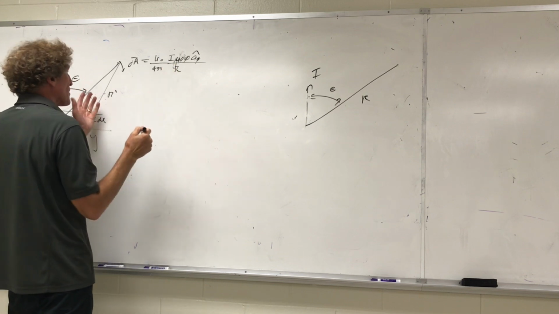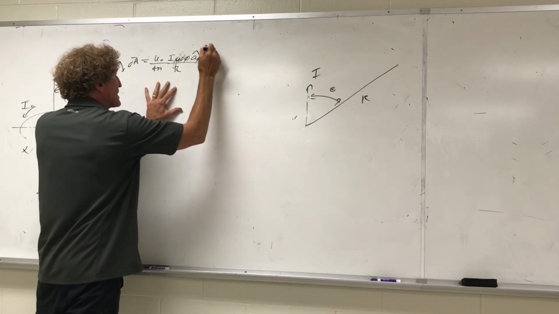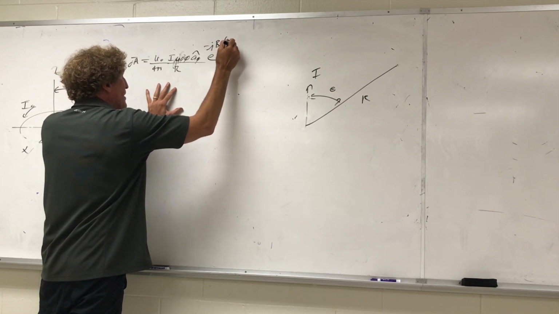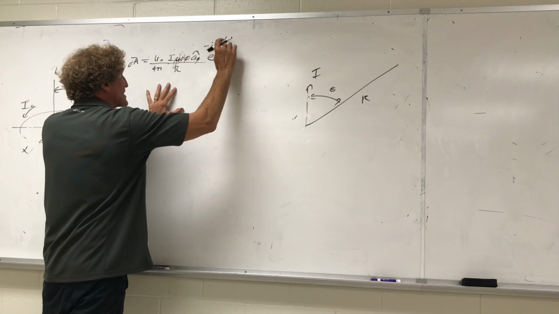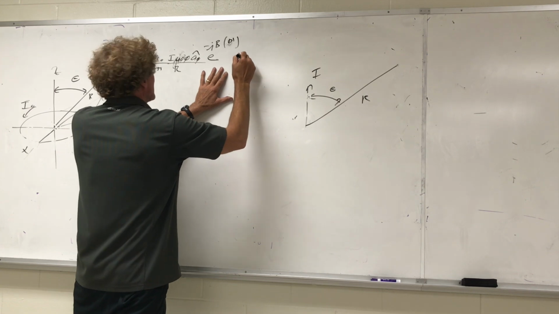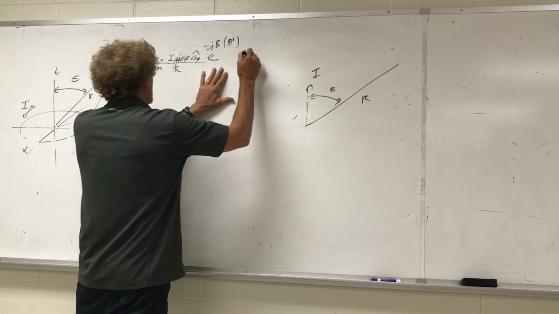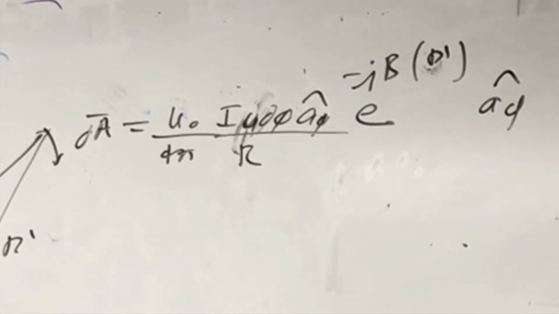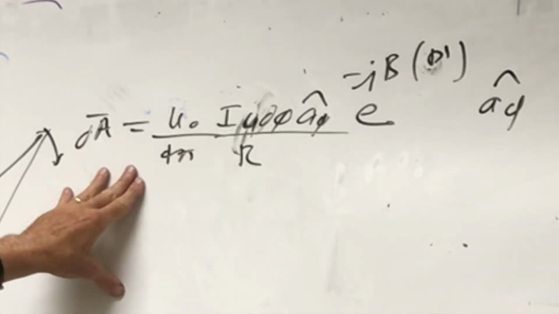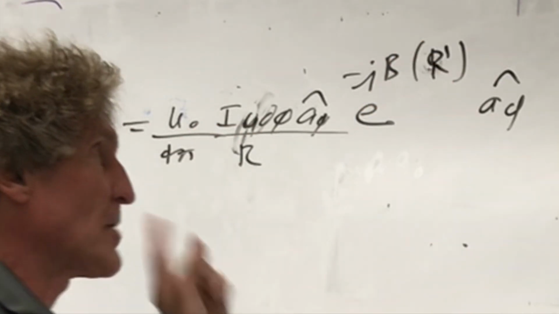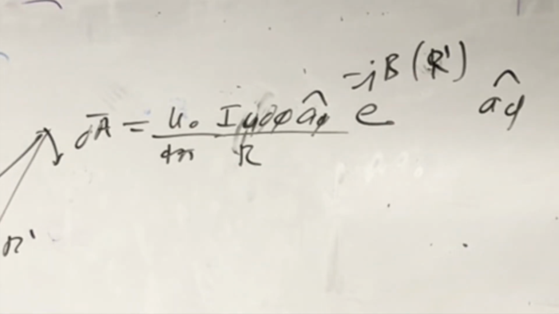Well, r prime and r are about the same. And then you're going to get that e to the minus j beta r prime, as such, and it is in the a phi direction. It's hard for me to draw this. When you take that and you try to do this integral and write the equation for r prime, it becomes something called an elliptic integral. Has anybody heard of elliptic integrals?